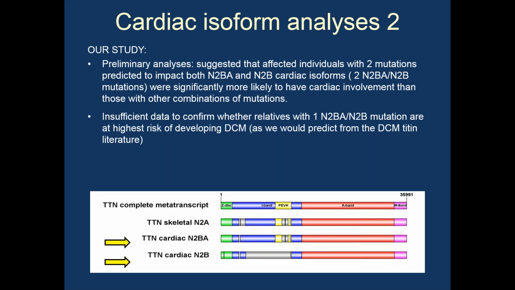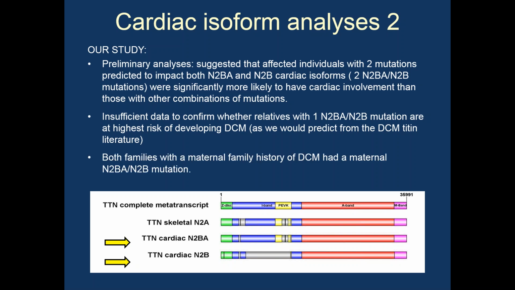We didn't have enough families to be sure about whether or not relatives with one of these mutations that impact the common cardiac isoforms are at the highest risk of developing adult onset dilated cardiomyopathy, but we do know that both the families that had a maternal mutation did impact both of those cardiac isoforms. So I think the jury's still out about what that means for carriers, and at the moment we recommend screening of all carriers and regular follow-up screening as well, probably every 5 years, just to be sure, and just until we have a clearer picture of what's happening here.